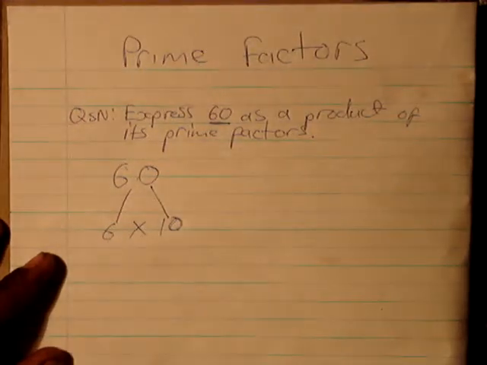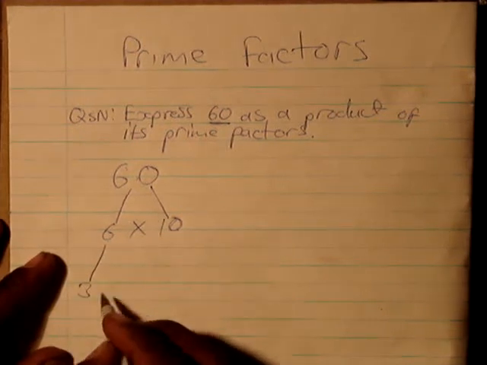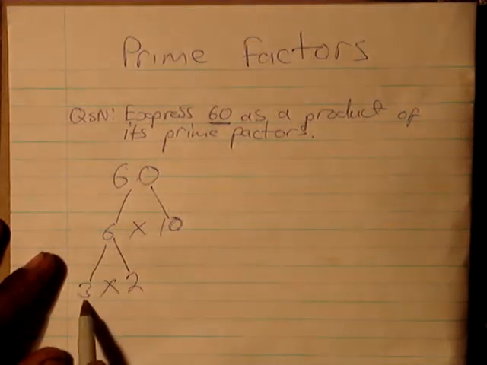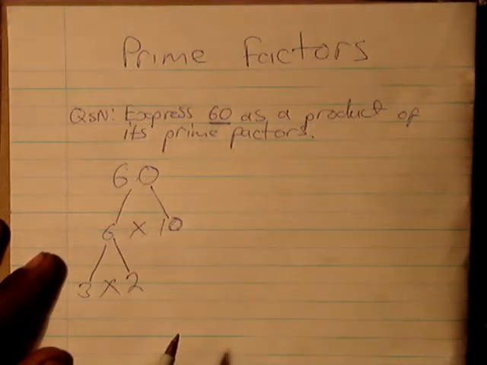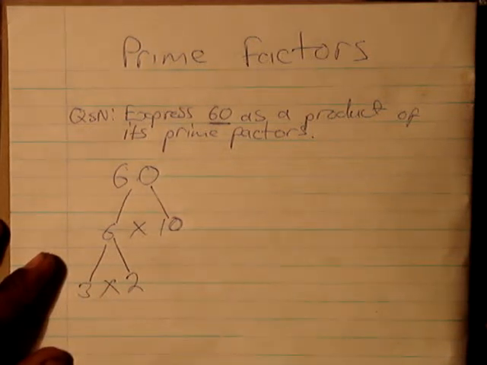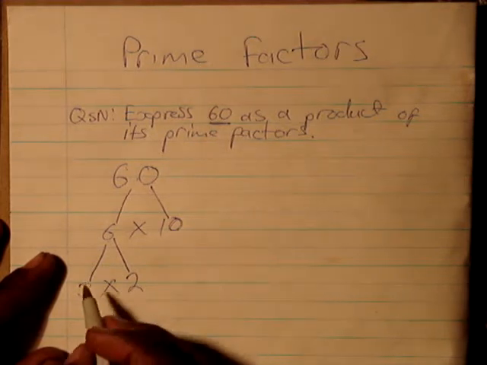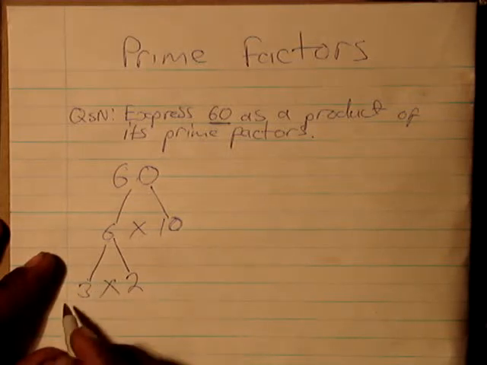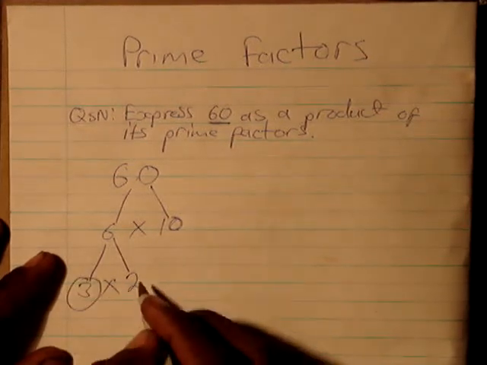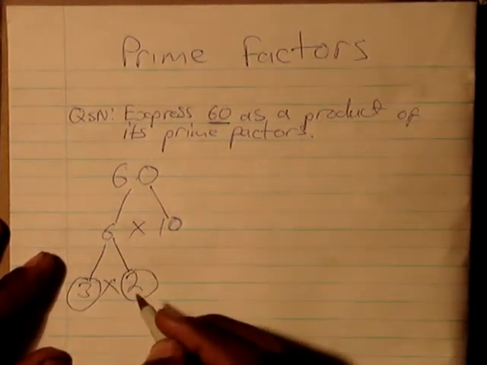So which two numbers do we multiply to get 6? 3 times 2 is equal to 6. Now which numbers do we multiply to get 3? That is 1 times 3. As we said before, we don't use 1 because 1 is not a prime number. So 3 is a prime number also, because only 1 and 3 are its factors. So we circle every prime number.